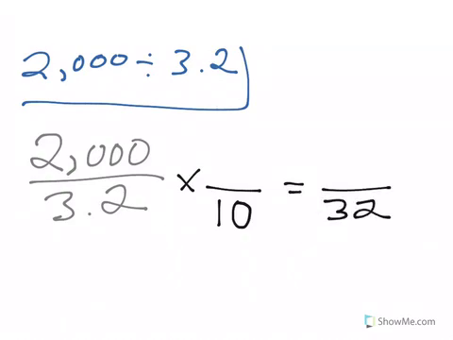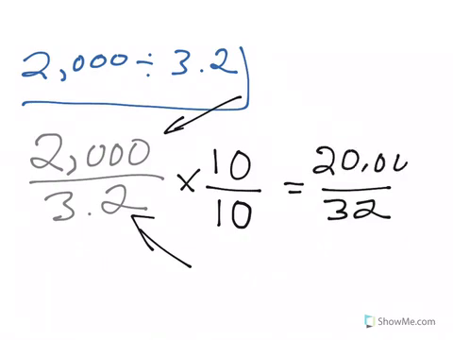If we do something to the denominator, we have to do it to the numerator. So we're going to also take that times 10. 2,000 times 10 then becomes 20,000, right? Because we can do 2 times 1 and then add 1, 2, 3, 4 zeros. So now we have 20,000 divided by 32. I'll write that in our algorithm.